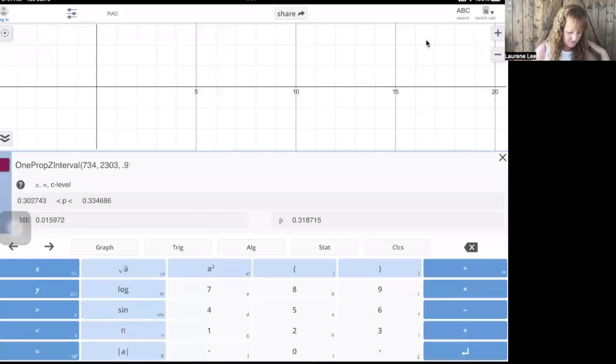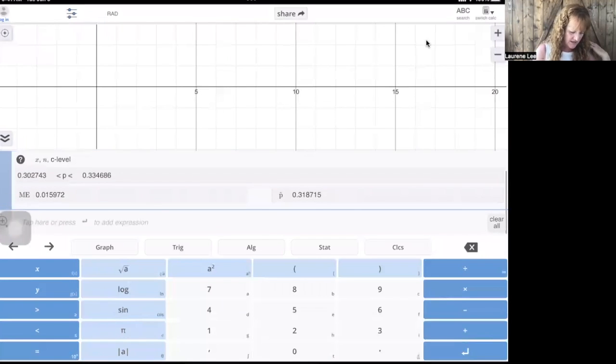Okay, again, same stuff down here. Here's your P hat value. This is your X divided by your N. So this is 0.32 for your sample, and this is your error right there.